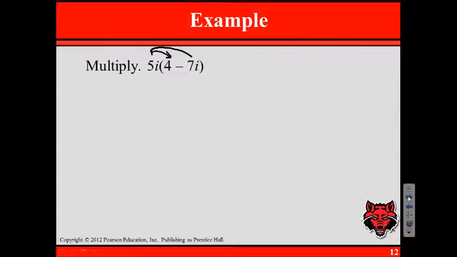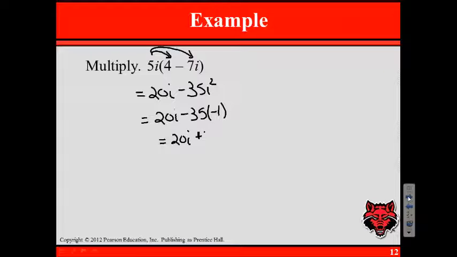So we distribute the 5i into the parentheses. 5i times 4 is 20i, minus 5i times 7i is 35i squared. Remember, anytime we see i squared, we replace it with negative 1, and this becomes 20i plus 35.